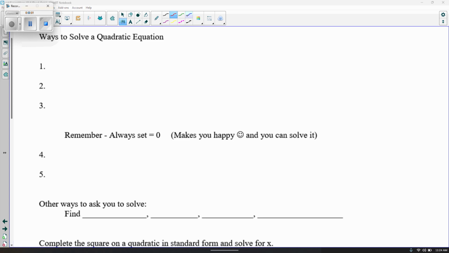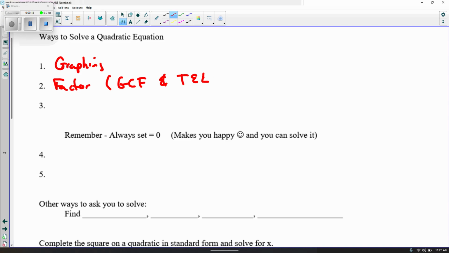Solve. First one was, again, what? Yeah, graphing. Not everything graphs. Number 2 was factoring. So if you don't have this down, you have a room now. Then write it down. The 2 forms were GCF and trial and error.